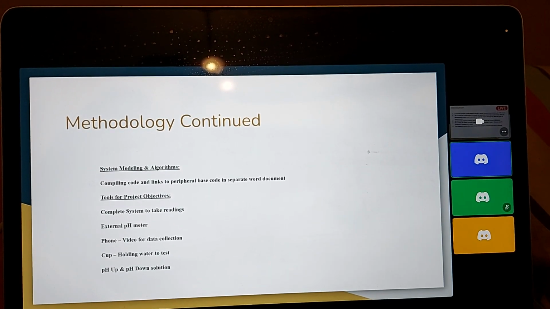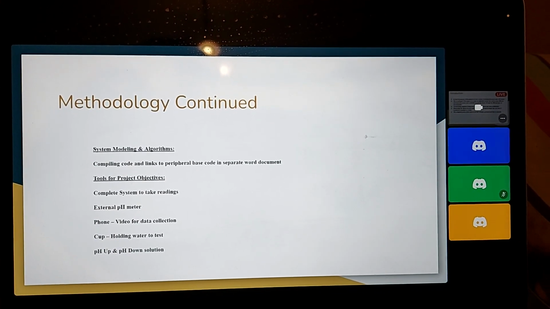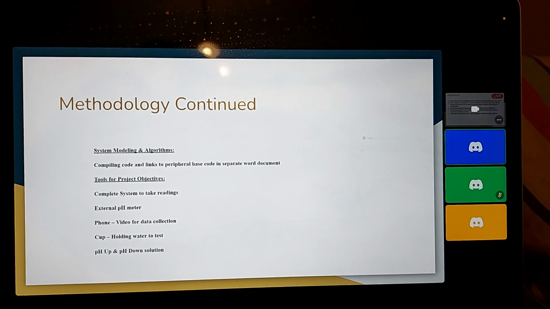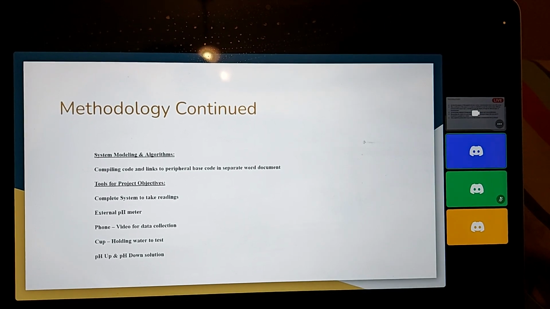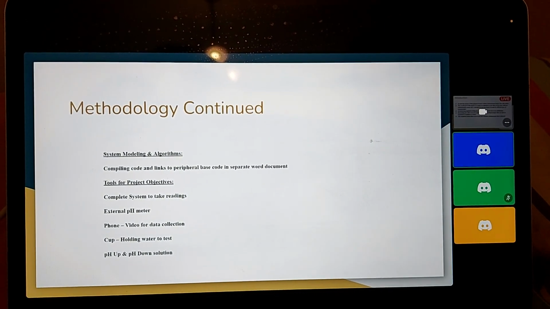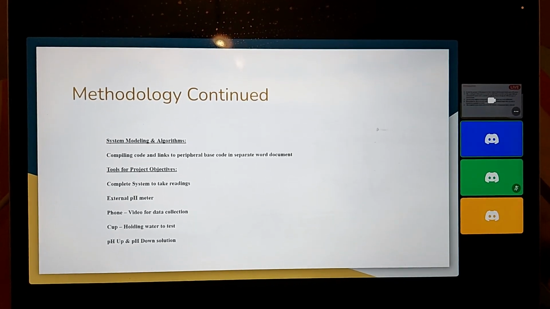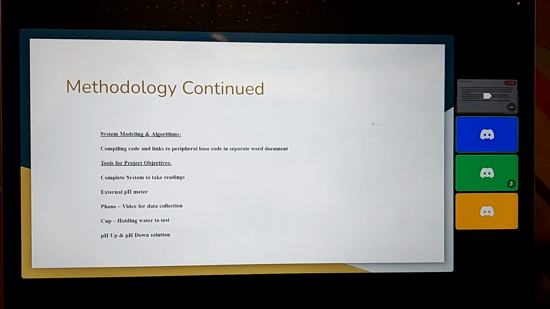For system modeling and algorithms, we compile code and link to peripheral base code in a separate Word document. The tools for our project objective were a complete system to take readings, an external pH meter, a phone to collect the data, a cup for water, and pH up and down solution.